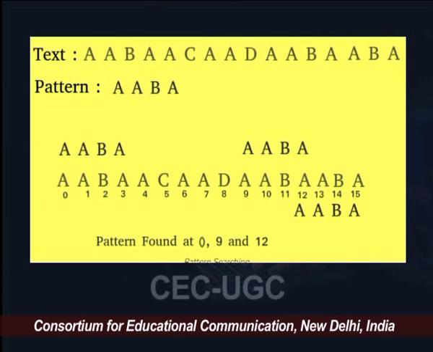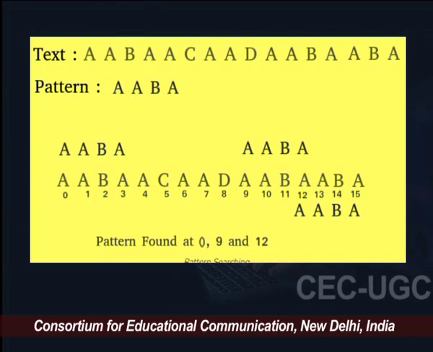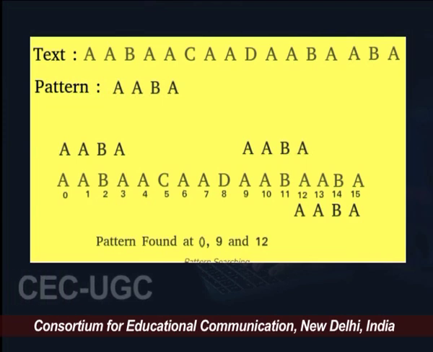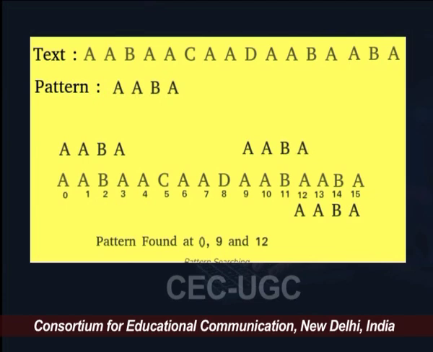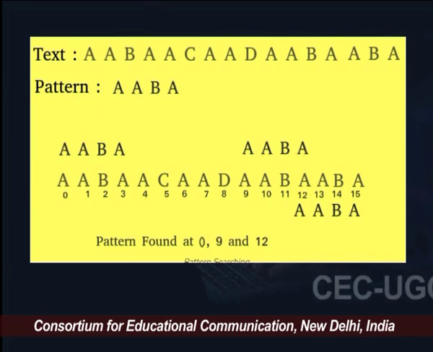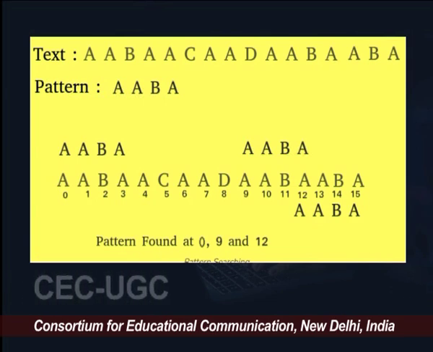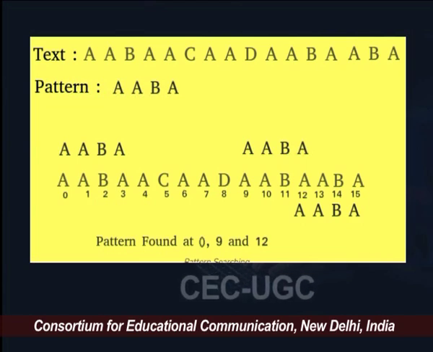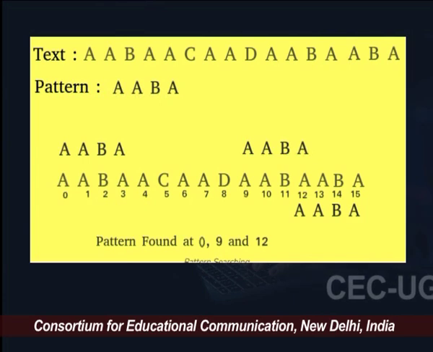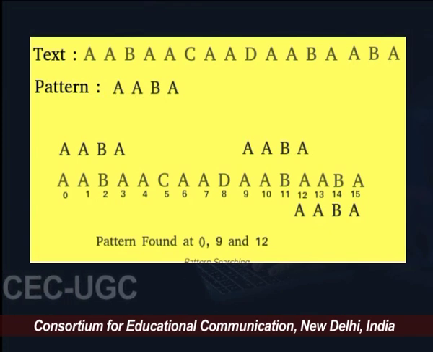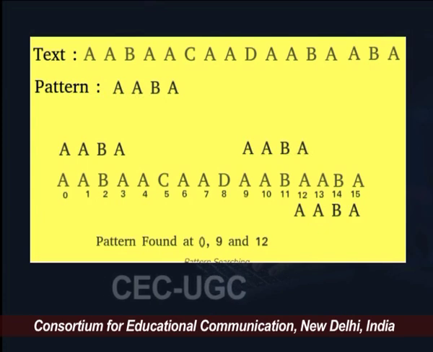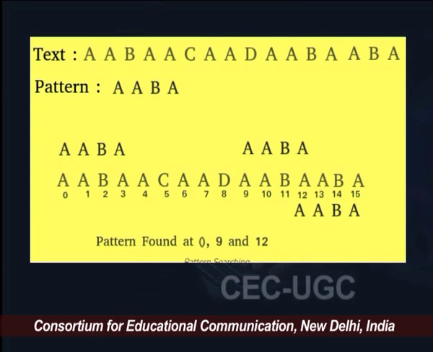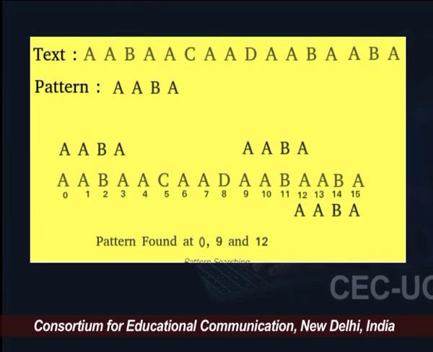So, when we look for that pattern inside this text through any algorithm, we will have an answer that your pattern is found at the 0th position, at position 9, and also at position 12. Now, 9 and 12 are important because they have one particular character in common. That is also a perfectly possible scenario. This is an example of what is to be expected in this pattern matching algorithm.